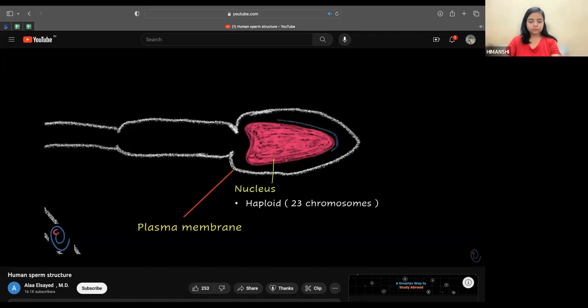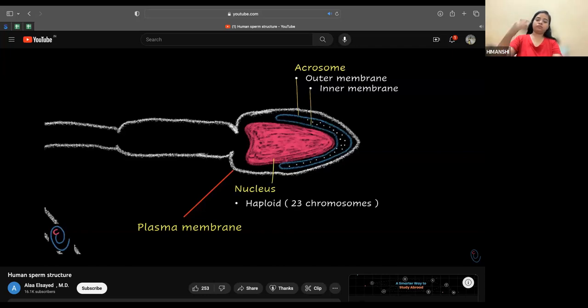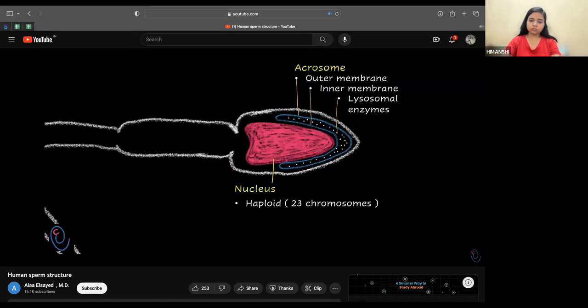The anterior 2/3 of the nucleus are covered by a cap known as acrosome. This acrosome has an outer membrane, inner membrane, and it contains proteolytic enzymes known as lysosomal enzymes. These enzymes play an important role during fertilization. They digest the structures surrounding the oocytes to enable the sperm penetration of the oocytes.